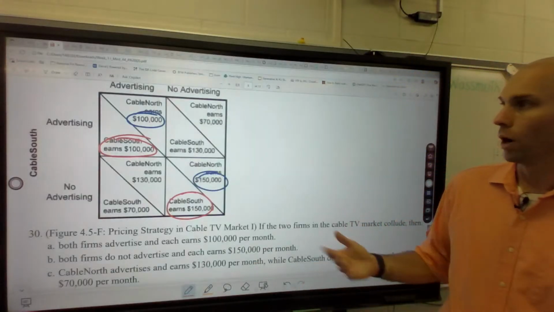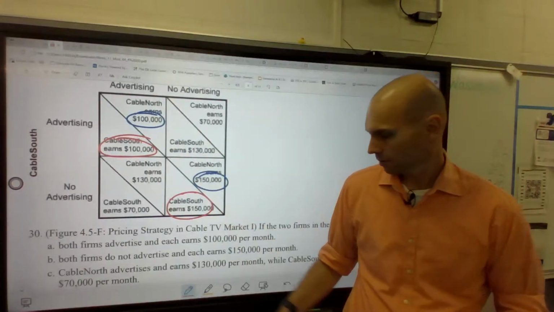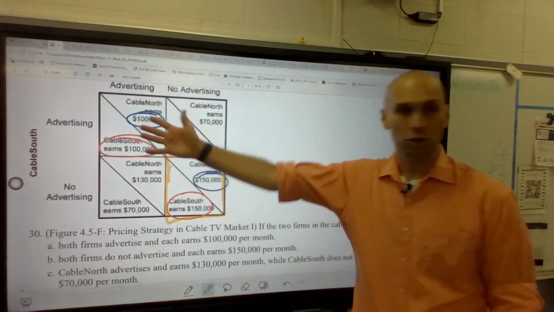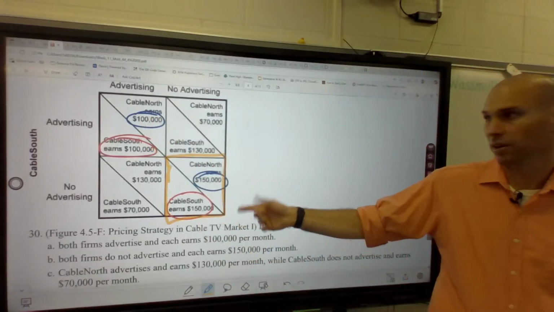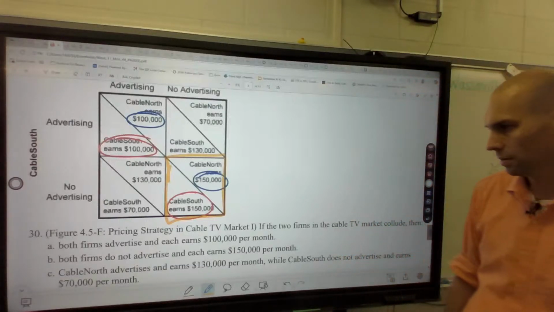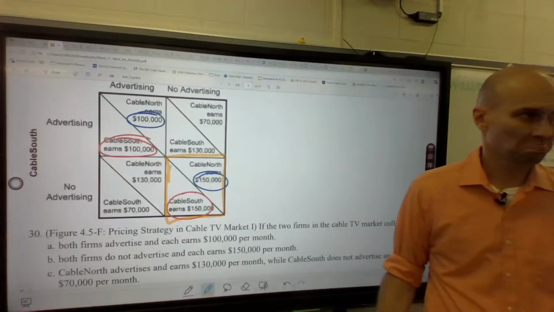And where will they end up? In the smaller or larger? Larger. We'd end up here. We have two Nash equilibria, but only one is a cooperative equilibrium. That would be here. So they would both not advertise. Both firms do not advertise, so it's B. There you go.